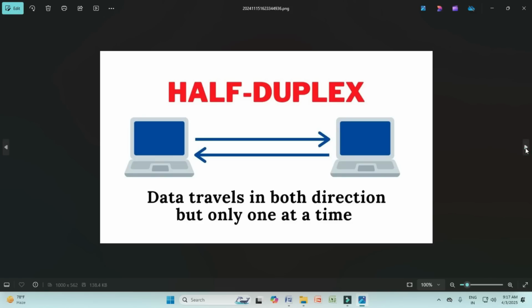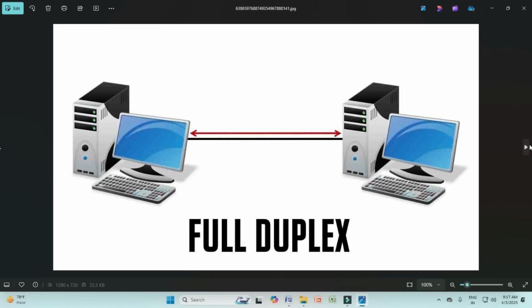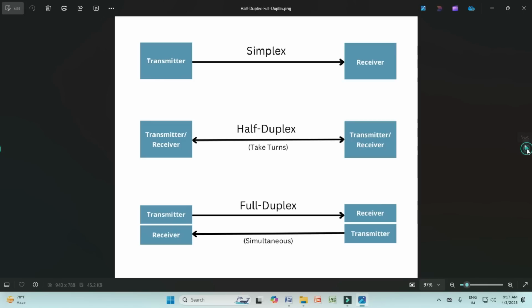This is half duplex communication. Data travels in both directions, but only one at a time, between the sender and receiver. This is the example. The other is full duplex communication, where data is sent at a time from both sides, by the sender and the receiver.